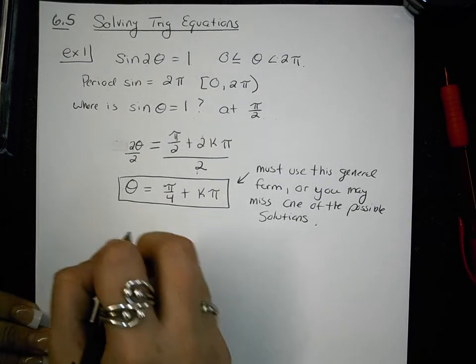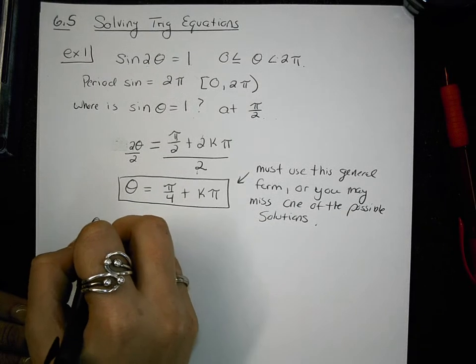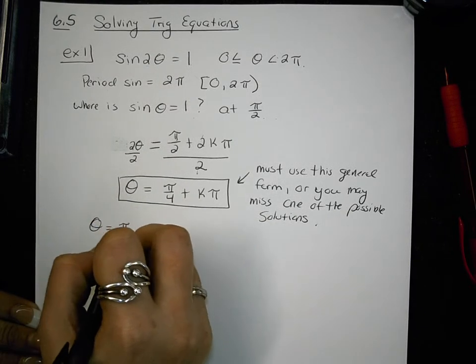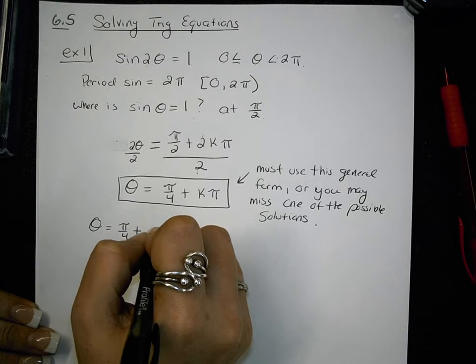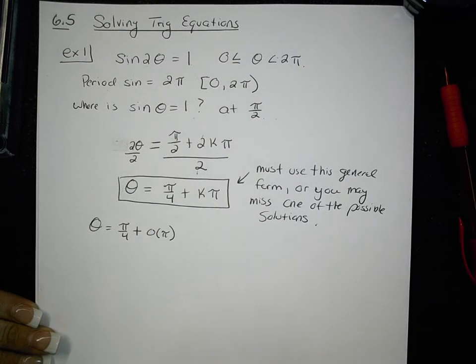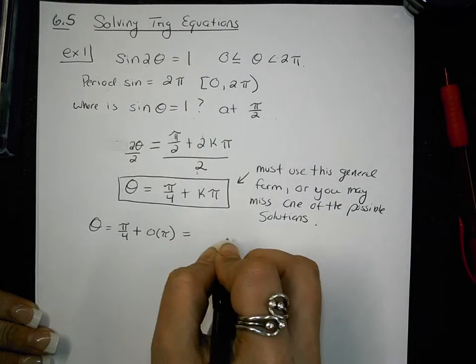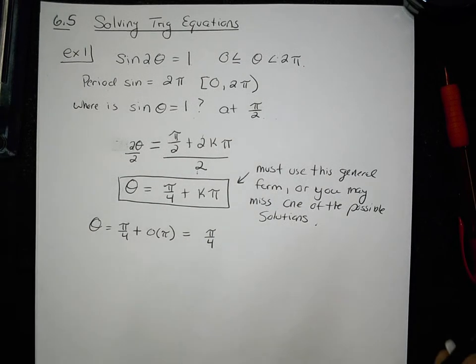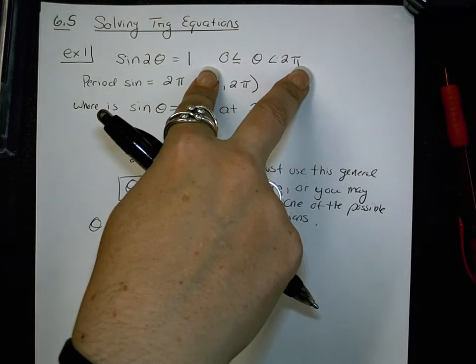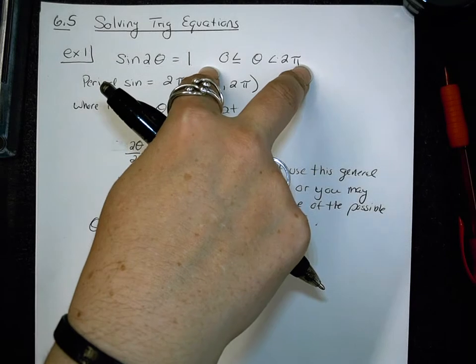So what I'm going to do is say, all right, theta equals pi over 4 plus k pi. If I put 0 in for k, what do I get? Pi over 4. Okay, that's in the interval between 0 and 2 pi, right? Everyone follow that?